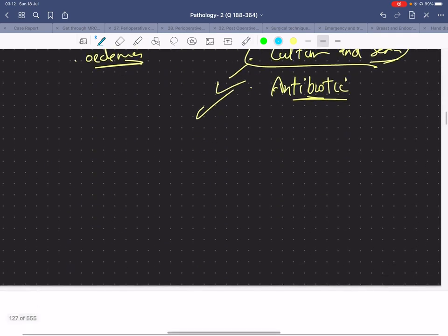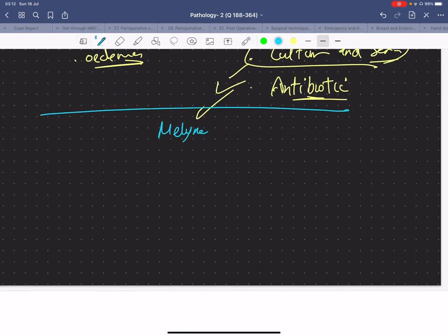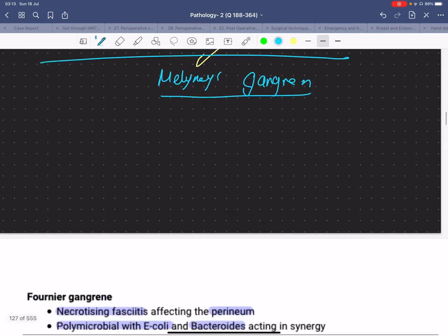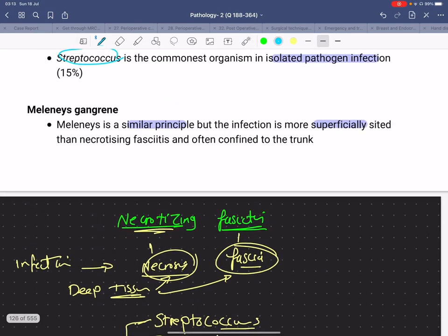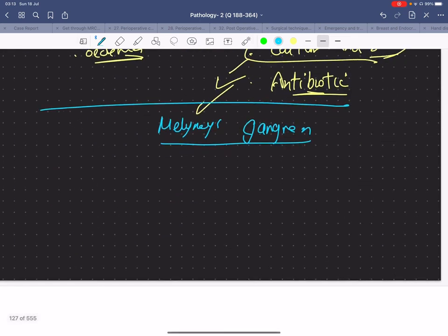The second thing we'll talk about is something called Meleney gangrene. So this is basically gangrene of the tissue, and gangrene means death of the tissue. It's a similar principle to what we just mentioned, but the infection is more superficial.